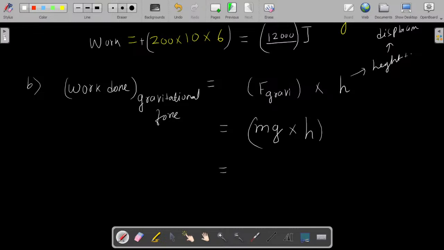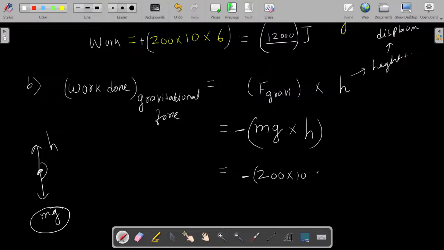You put a negative sign here because the direction of force is downward, that is mg, the gravitational force, and the displacement is in the opposite direction. Both are in opposite directions. That's why we have to put a minus sign here. You remember this point. So the answer is how much? What is the mass? 200, g, and height is how much? 6. So its answer is minus 12,000 joule.